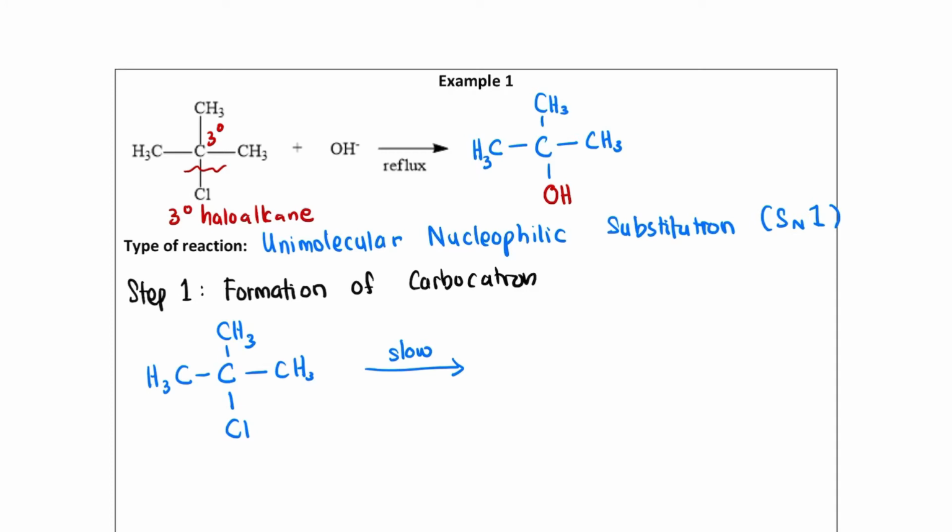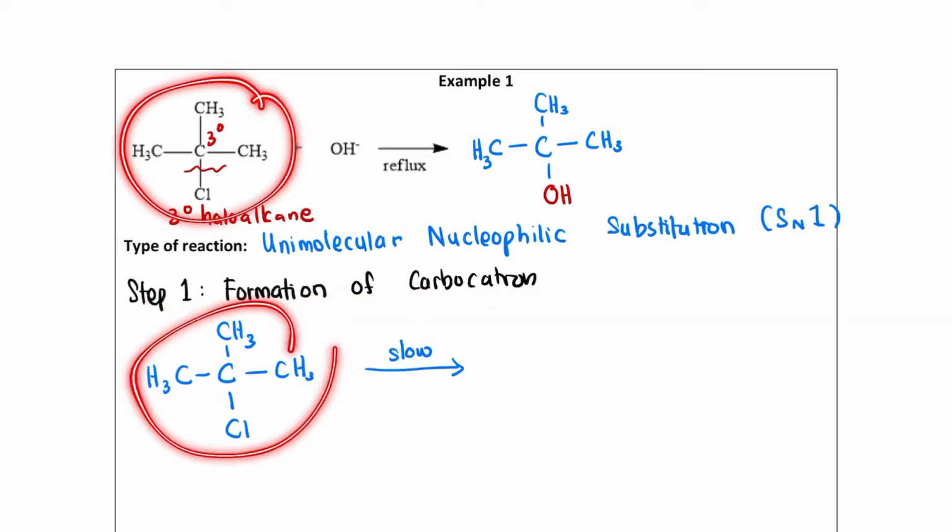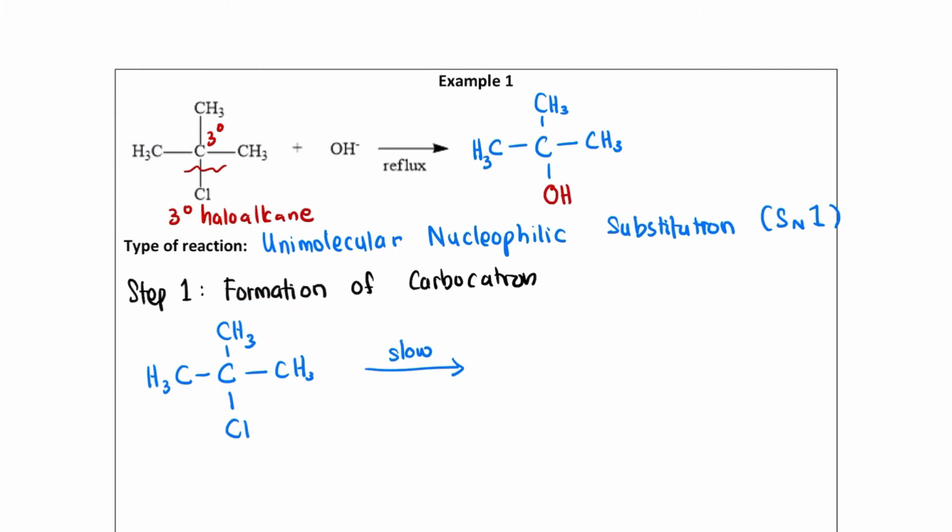Since kita dah tahu this is mechanism of SN1, there are 2 steps for SN1. The first step is formation of carbocation. Okay, so saya dah tulis dah the starting material over here. Okay, so we know that Cl is a good leaving group. Okay, so Cl is a good leaving group. That means it can easily leave on its own lah. Okay, so Cl ni boleh keluar. That means the bond break.